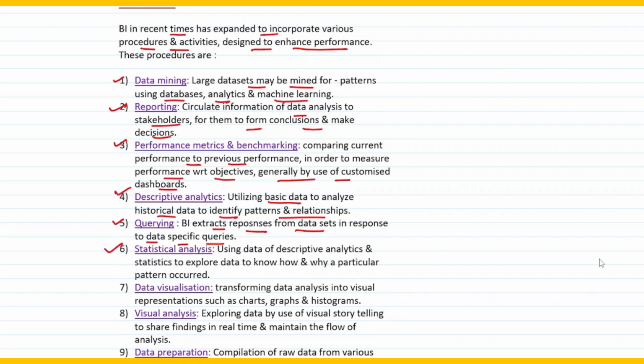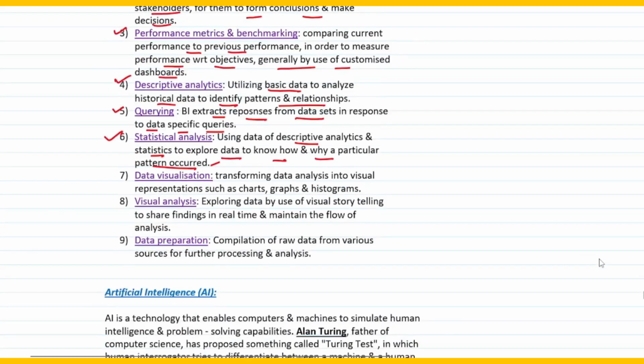Then we talk about statistical analysis, using data of descriptive analytics and statistics to explore data to know how and why a particular pattern occurred, right? So that's what descriptive generally does. So basically one of the BI methods is statistical analysis. Statistical analysis can be done how? By using data of descriptive analytics and statistics. So statistics has to be used along with descriptive analytics for exploring data to know how and why a particular pattern occurred, right? Then we talk about data visualization, transforming data analysis into visual representations like what? Charts, graphs and histograms, right?